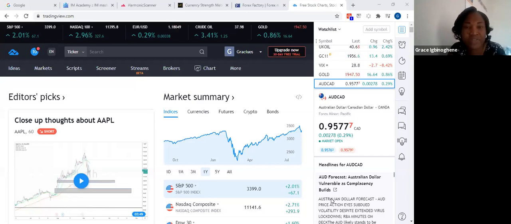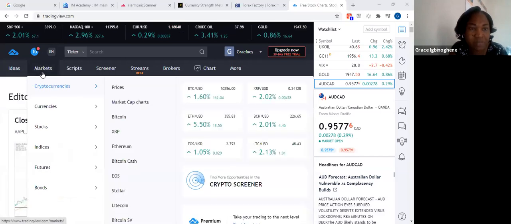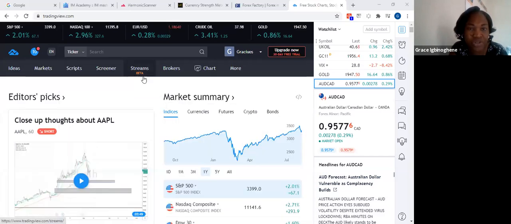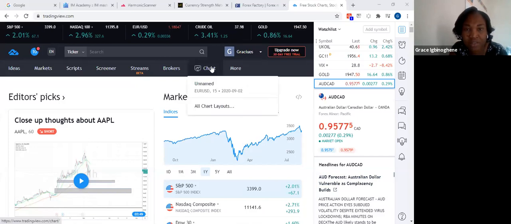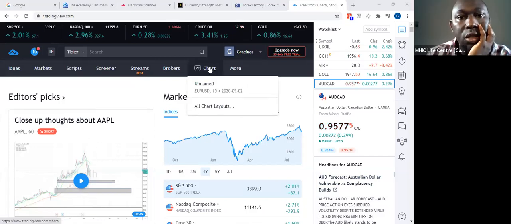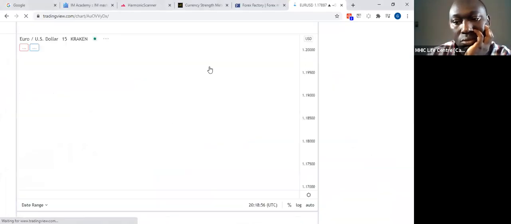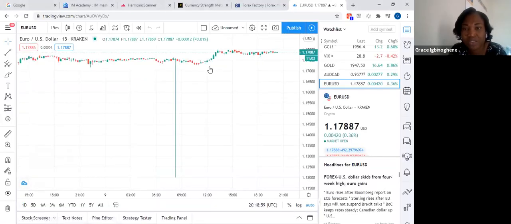So when I did tradingview.com, this is what comes up, right? At the top here, you see ideas, market, scripts, screener, streams, brokers, charts. I click on charts and it brings out my chart.